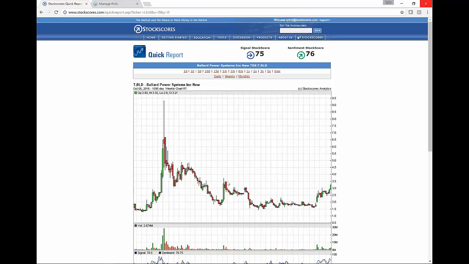It's going to get stuck at 3.5, so look for it to rise up to 3.5 and stall. But I do like it if you already own it. I don't think I'd initiate a position here.